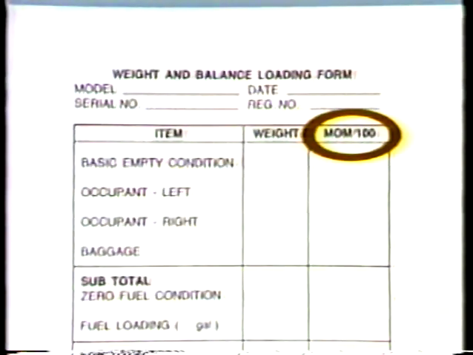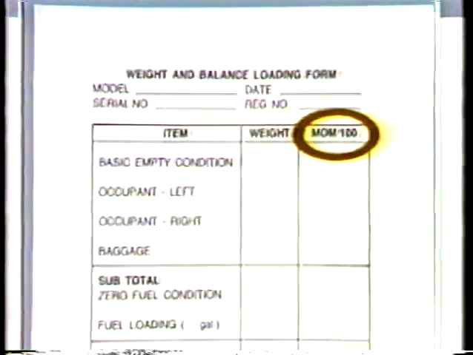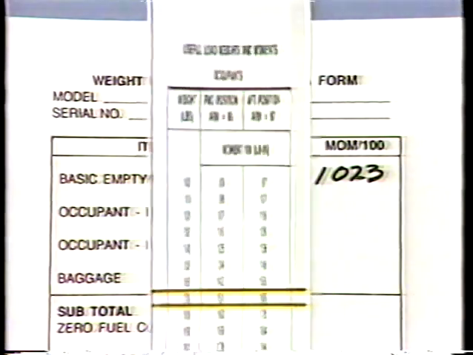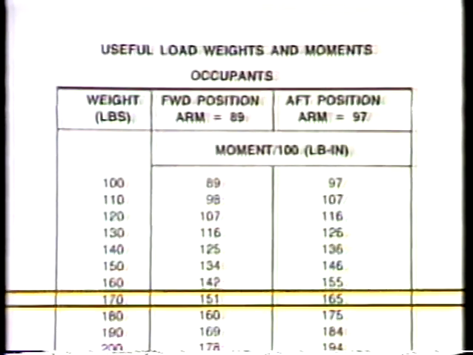To make your job even easier, all load moment tables in the Skipper's Pilot Operating Handbook, and for many other airplanes, give the moment divided by 100 so you don't have to work with such large numbers. These are called index numbers. The first values we'll fill in are the basic empty weight, which is 1,190 pounds, and a moment of 1,023. As you can see, since moments are provided in the pilot's operating handbook, you don't have to multiply the weight times the arm for each weight item.